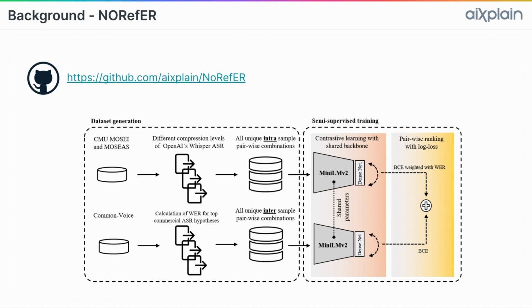But in general, NoRefer is a multi-language reference-free quality metric for ASR systems, which overcomes the limitations of traditional reference-based metrics, and it is especially useful for speech datasets that lack ground truth. The fine-tuned model demonstrates a high correlation with word error rate scores and ranks.